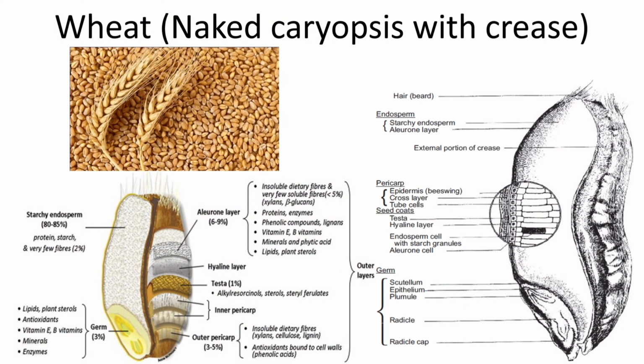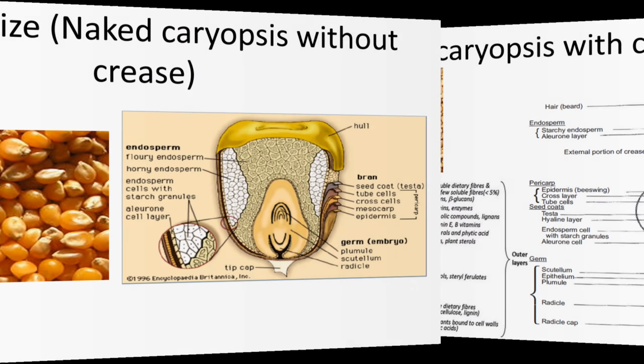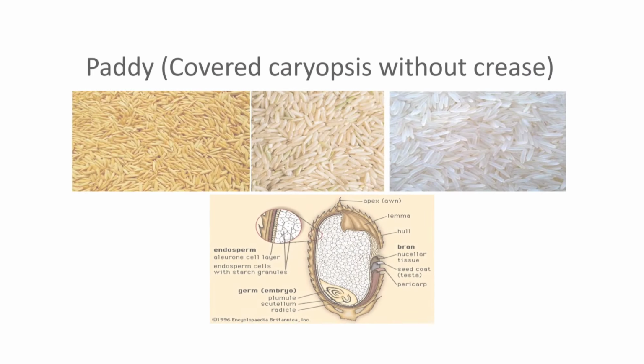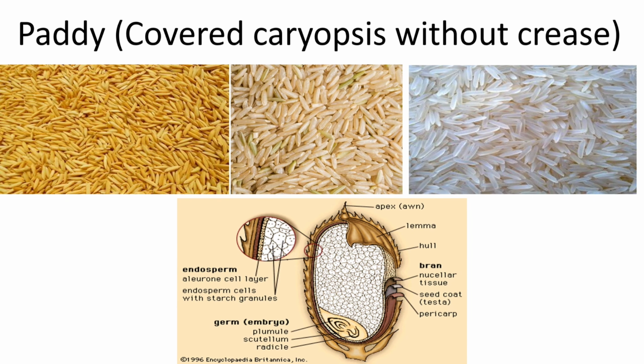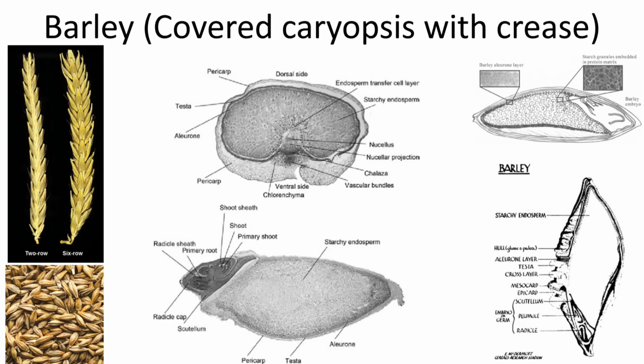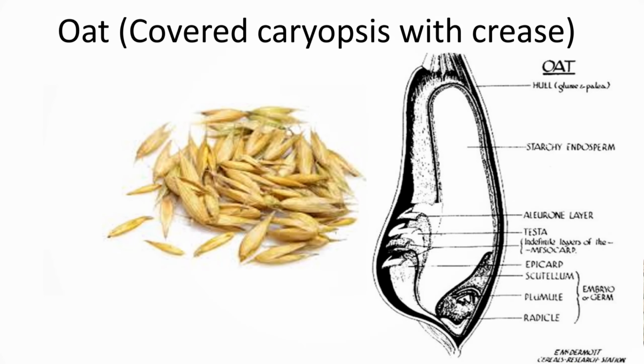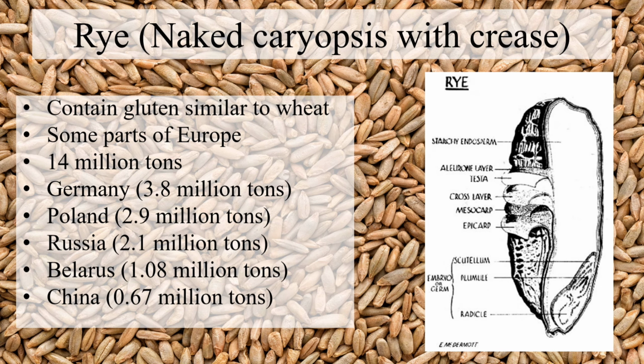Here is a picture of wheat. Naked caryopsis with crease. Here is a picture of corn, maize. Naked caryopsis without crease. Here is a picture of paddy. Covered caryopsis without crease. Here is a picture of barley. Covered caryopsis with crease. Here is a picture of oat. Covered caryopsis with crease. Rye: naked caryopsis with crease.